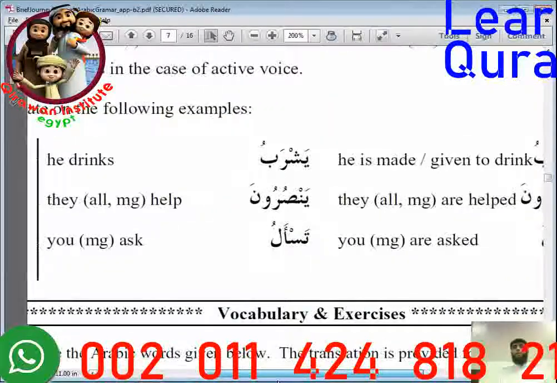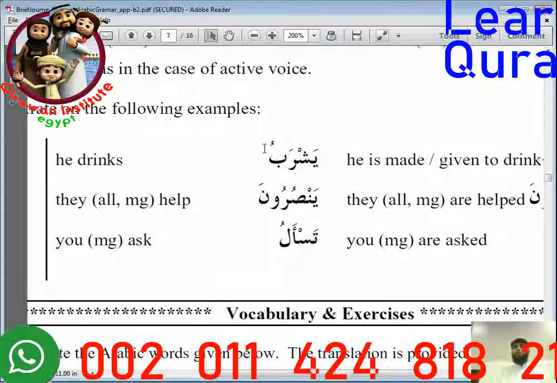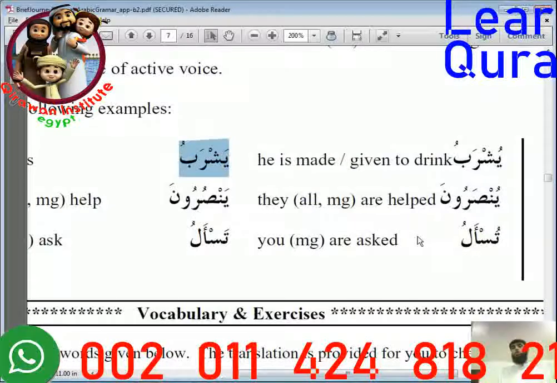Okay, so this is the passive form, present tense, right? So yashrabu is, he drinks. So to make it passive would be yushrabu. Yushrabu. So you just change the fatha to a dhamma. And yansuruna would be yunsaruna. Tas'alu would be tus'alu. So this is again simple.